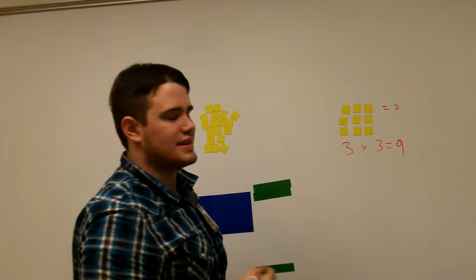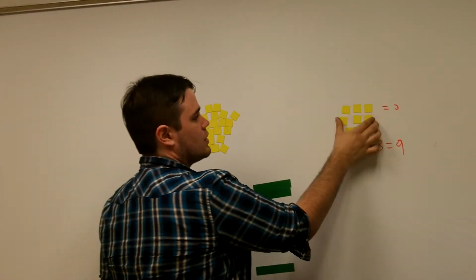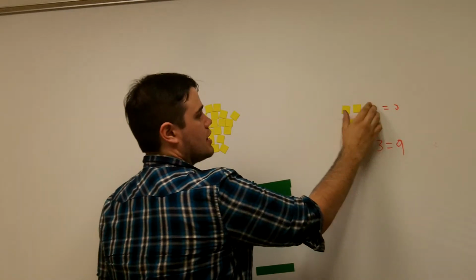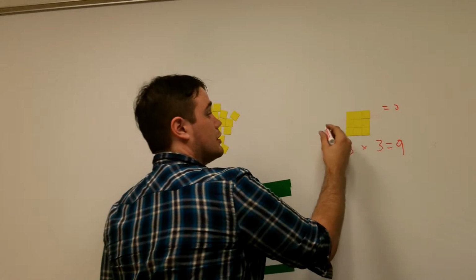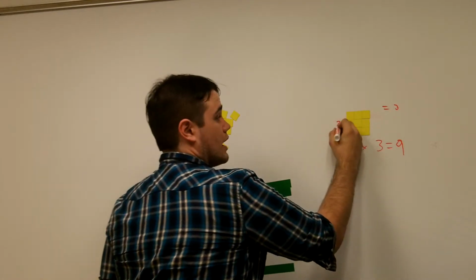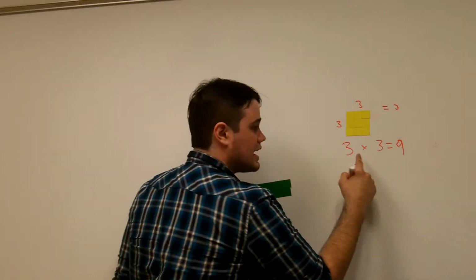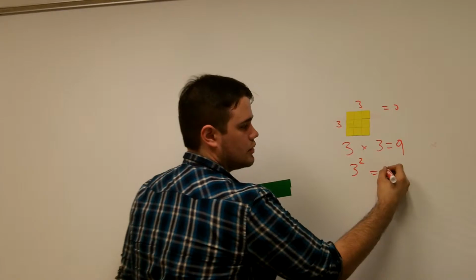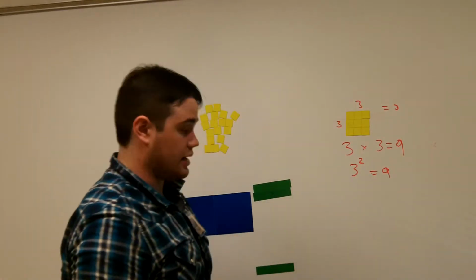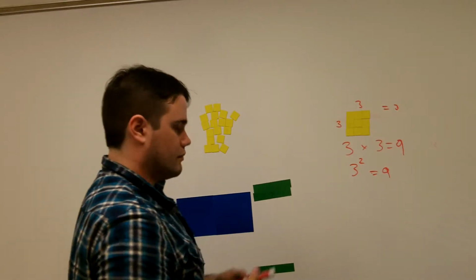9 units. Now what happens if I go ahead and put these guys together in what's called a square? So if I put them together in a square, I can see that I have a scenario where the height of the square is 3 and the top is also 3. So we can say that 3 times 3 can be expressed as 3 squared, which gives us also 9. 9 units inside of the square.